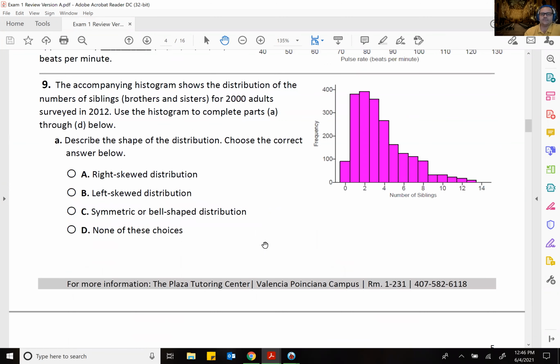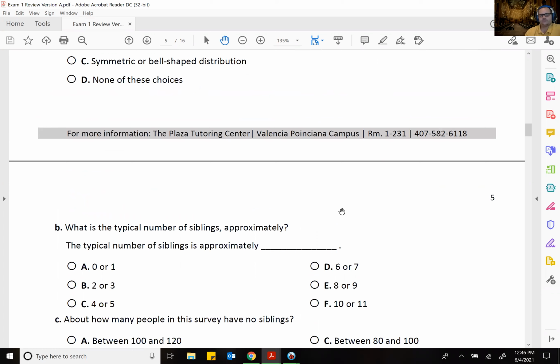Which one of those is the best answer? Although I would say none of those are really the true answer, but that's just me. Going off of what we know based on this picture, which one of those is the right answer? I agree with Ruben, 2 or 3. 2 or 3, absolutely. So the answer is B.